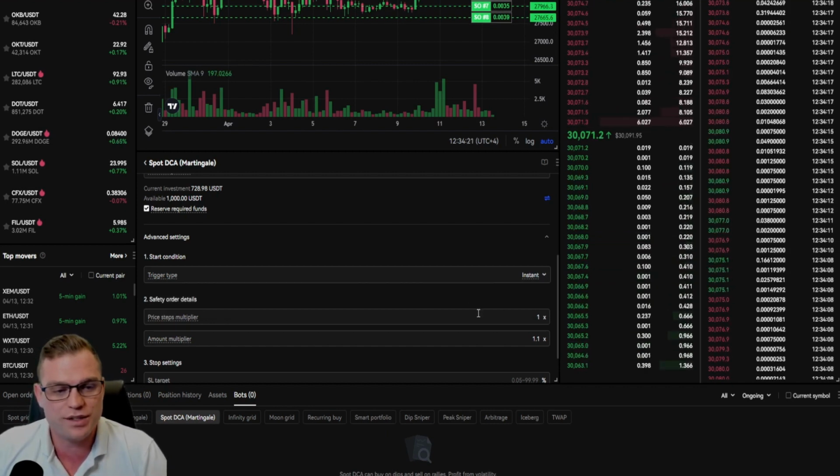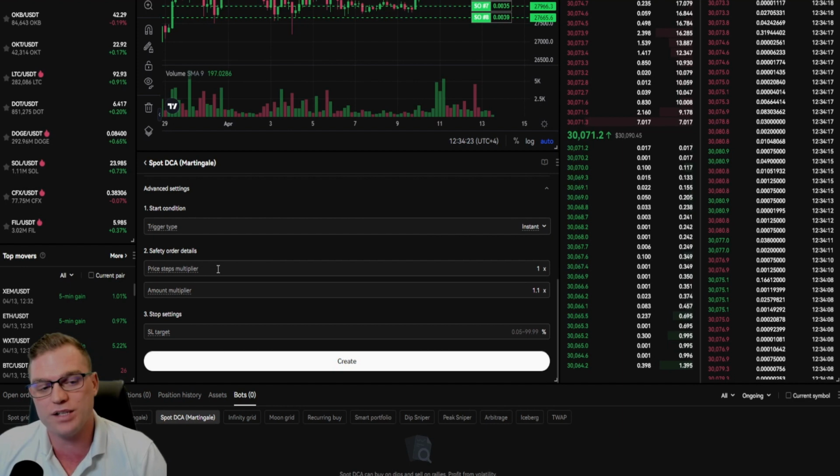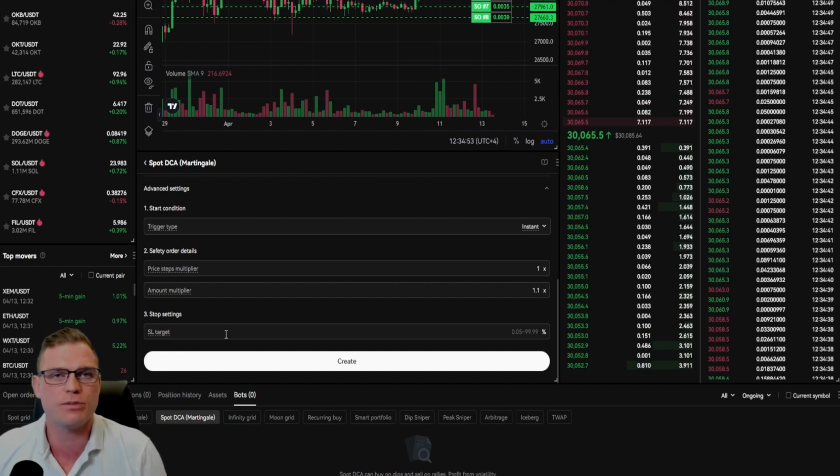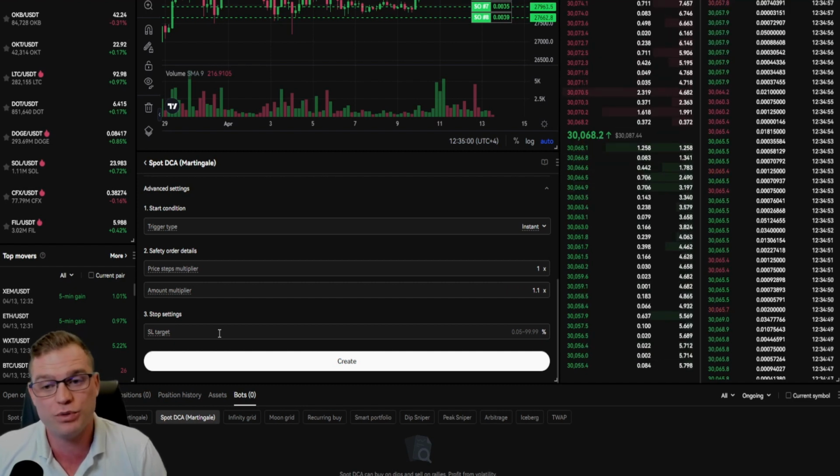Now we're going to do instant, and you can see here we can have the price steps multiplier, amount multiplier, and stop loss target. You can also set a stop loss here as well, but this is a spot DCA. We are buying low, selling high. There's no liquidation figure, unlike that of the futures DCA bot, which we'll get to shortly.